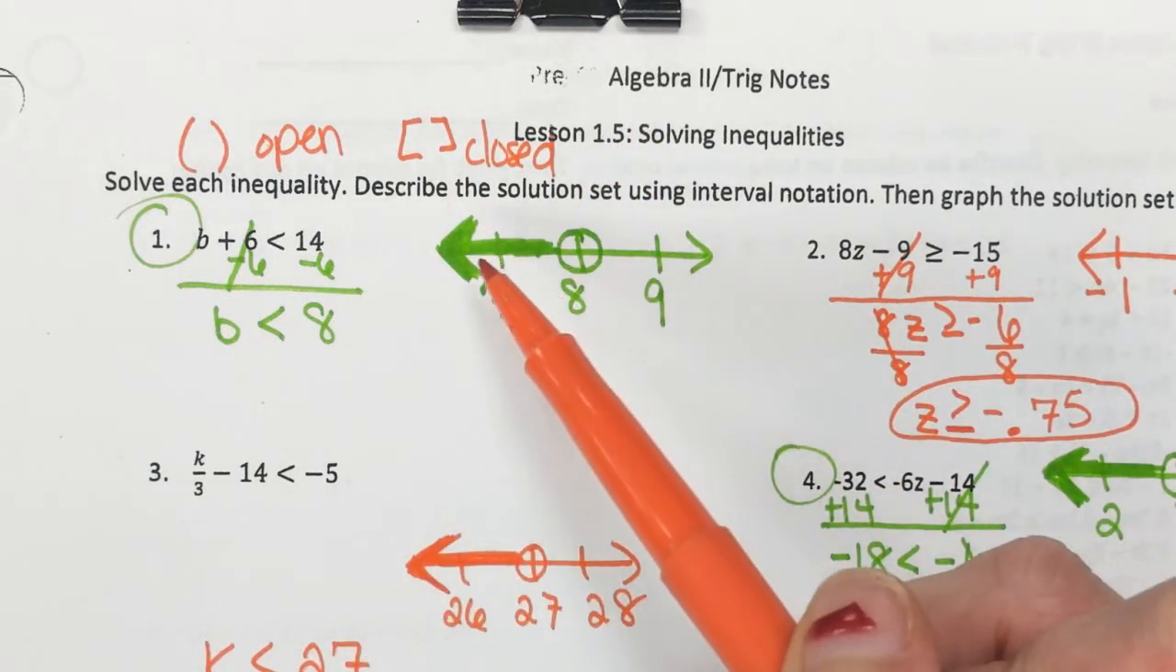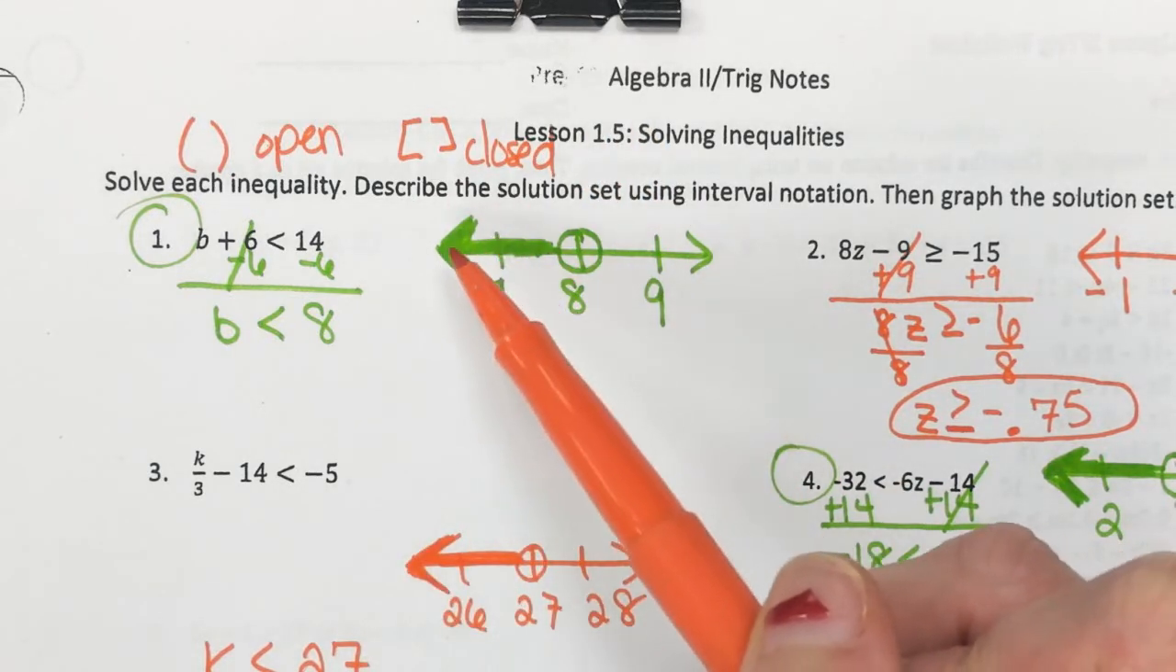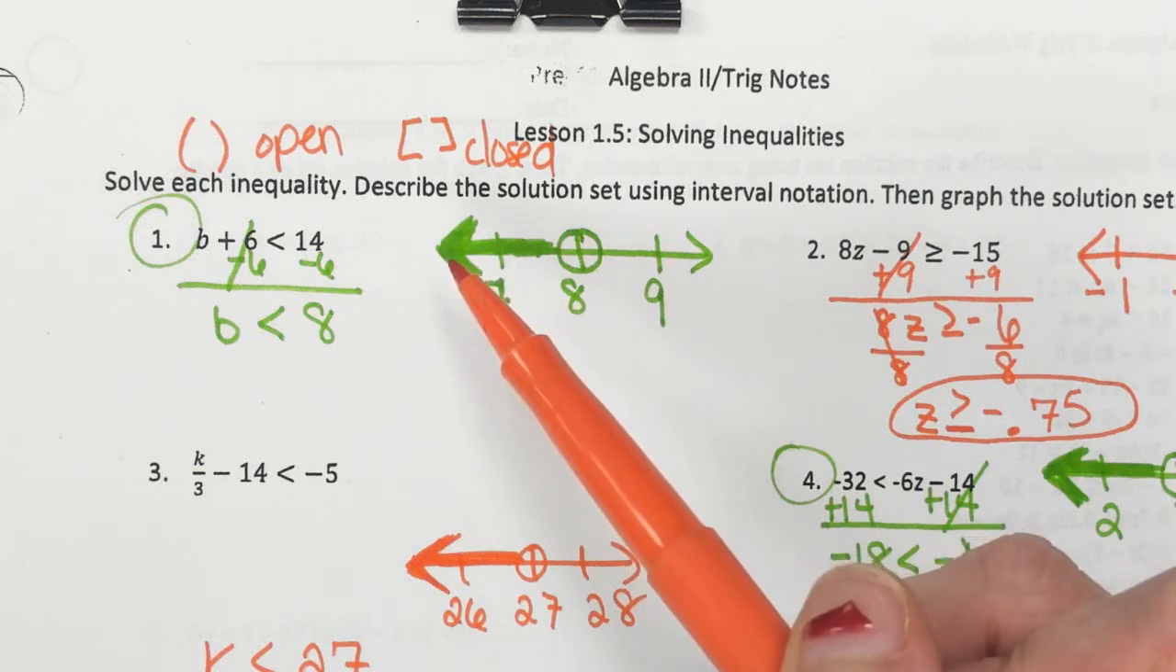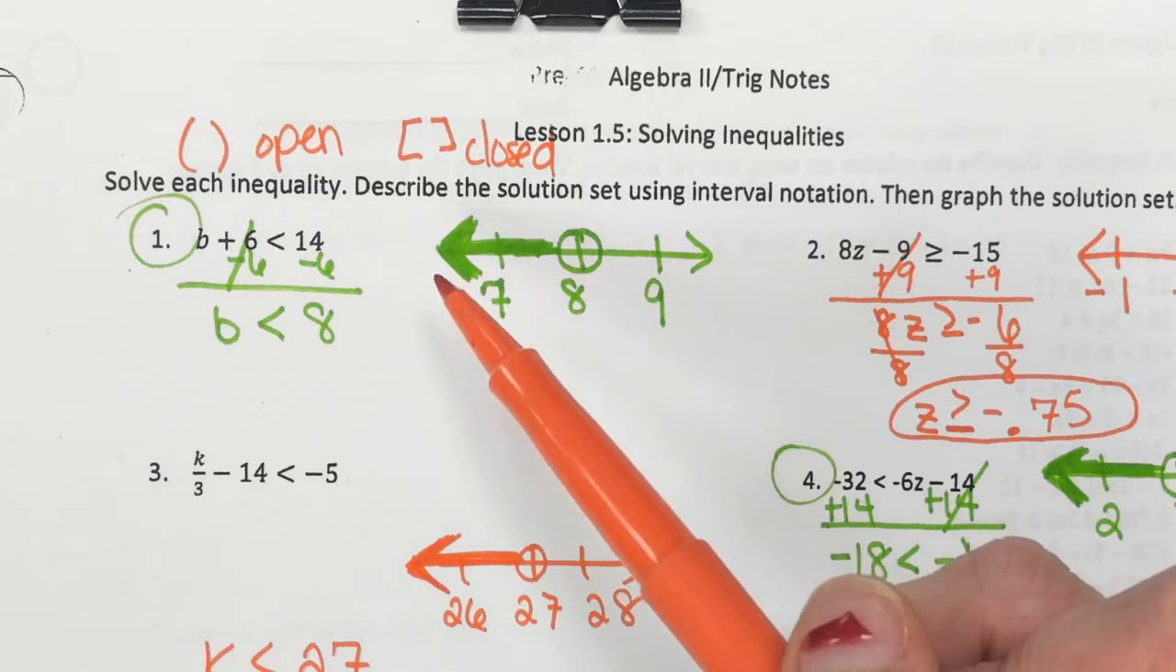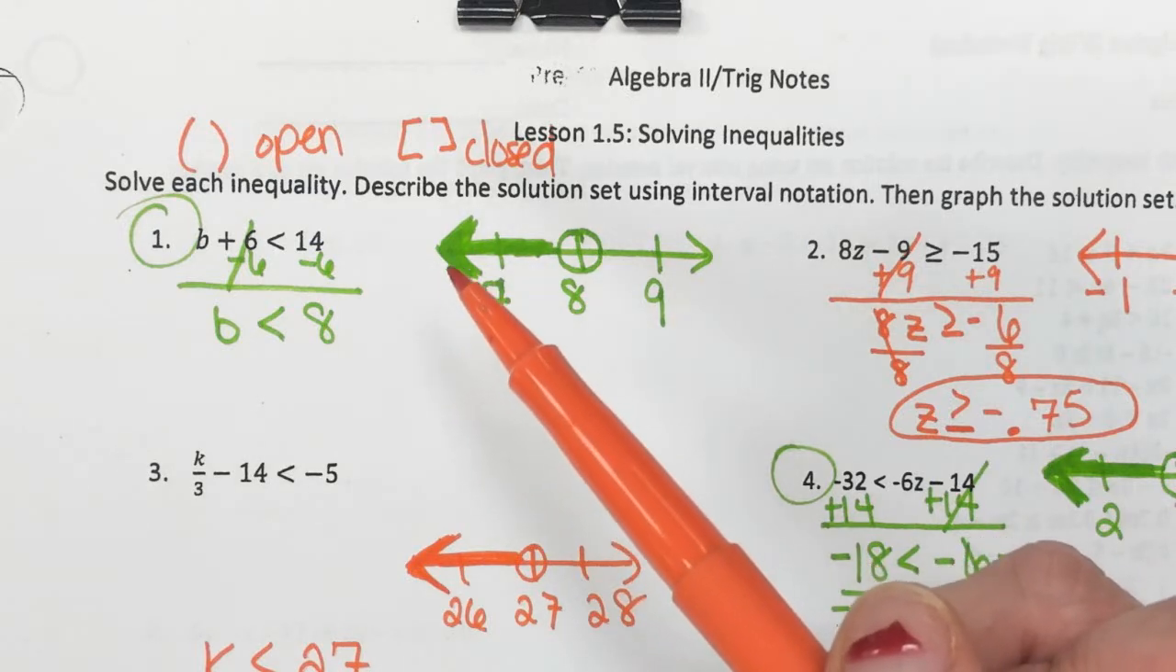Where's this going? To the left. What does this arrow mean it's going to keep going to? To the left forever and forever and forever, right? So what do we call it? There's a word that we call it if it goes forever. Look at you go.